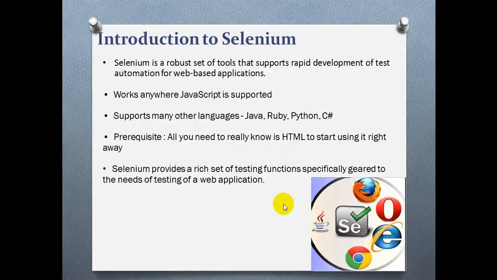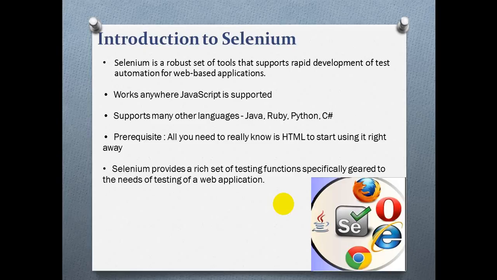Introduction to Selenium. Selenium is a set of tools. Selenium is not a single tool. It's a set of tools that supports test automation for any web-based applications. Mainly we will use Selenium to automate web-based applications. And this Selenium will support anywhere where JavaScript is supported.